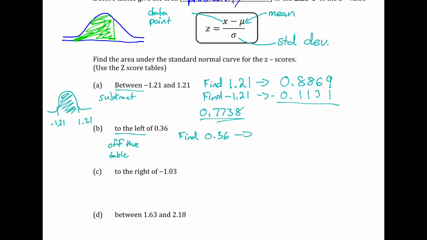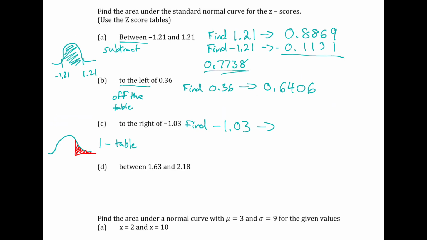It should just be 2.36. So find 0.3, then over to the 6. So 0.3 over to 6 for me, I get 0.6406. So make sure you're looking through the table. On the negative side of the z-score table sheet, I'm looking for minus 1.0, and then over 3s, I get 0.1515.